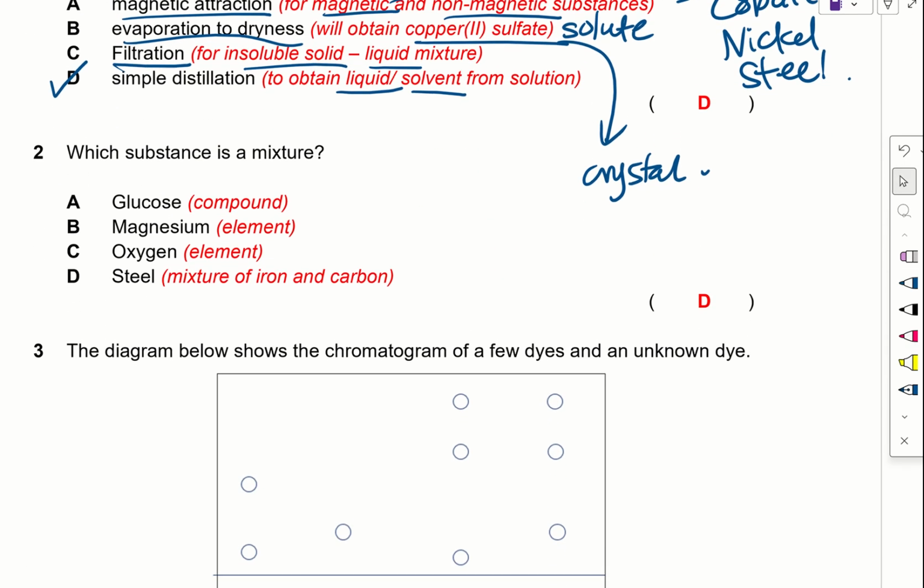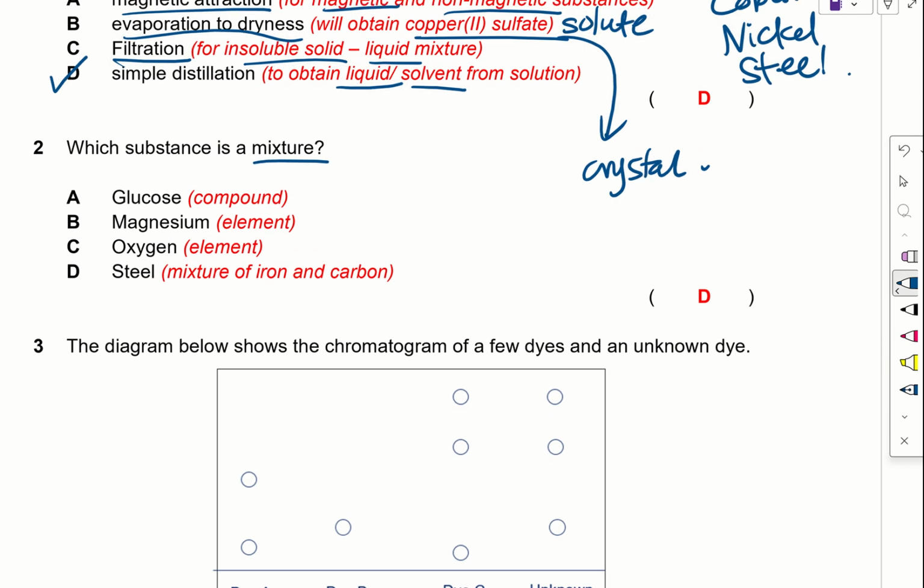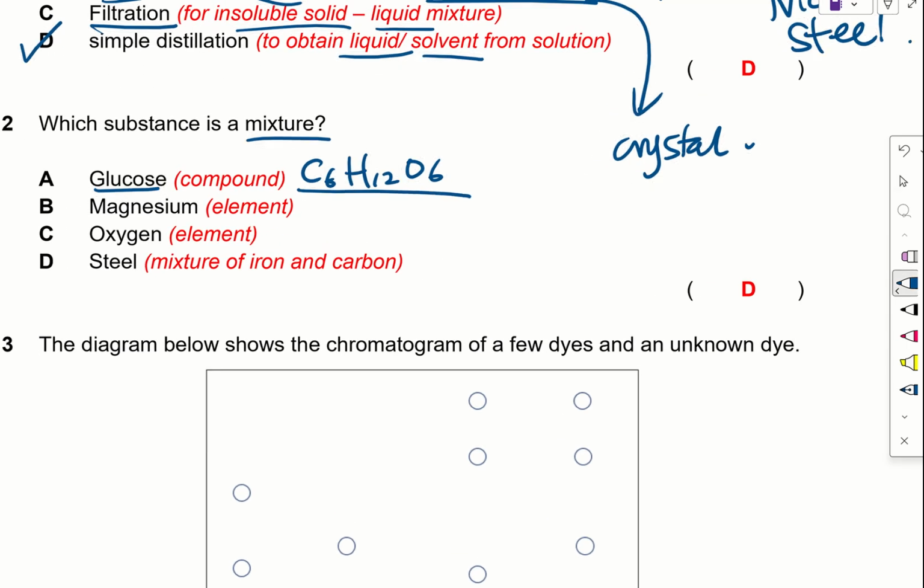Okay, question 2, which substance is a mixture? Okay, so glucose, it is actually a compound because it's C6H12O6. I think I said this many times in class. If it has a chemical formula, then it must be a compound. Now, magnesium is actually an element, oxygen is an element. Now, steel is actually a mixture of iron and carbon, so answer is D.